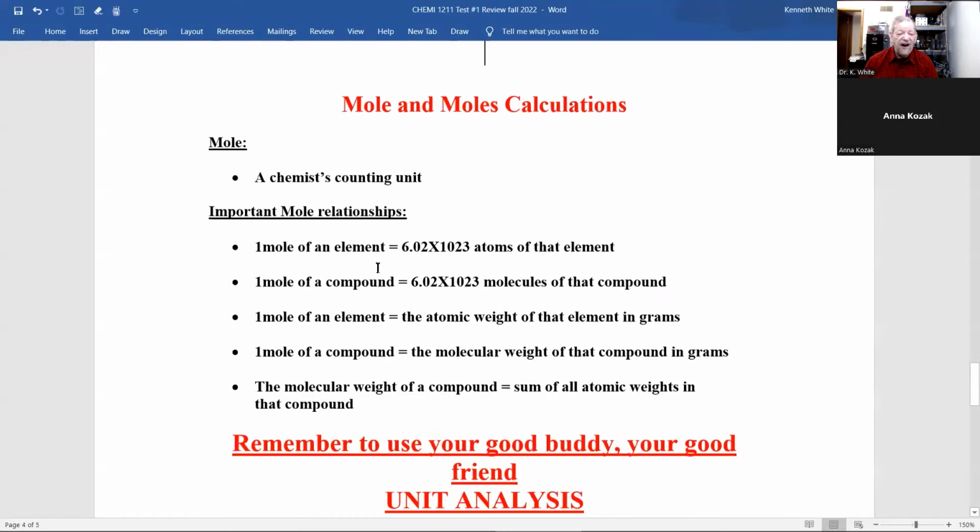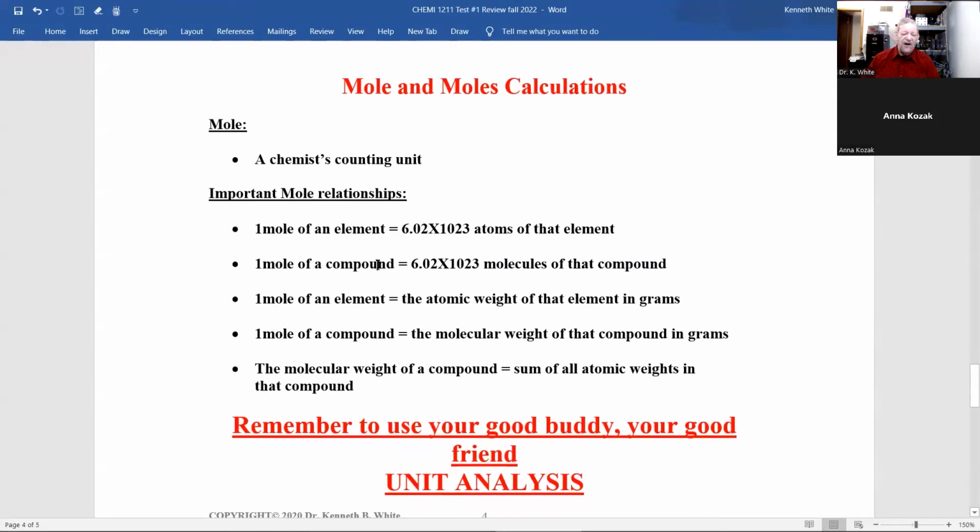All right, let's move on to moles. You should know a mole is a chemist counting unit. Just like if you go into a bakery or a bagel shop, you get a dozen bagels. Or if you go to the supermarket, you can't buy one egg. I wouldn't try that. They sell it by the dozen. Now, a chemist counting unit is the mole.